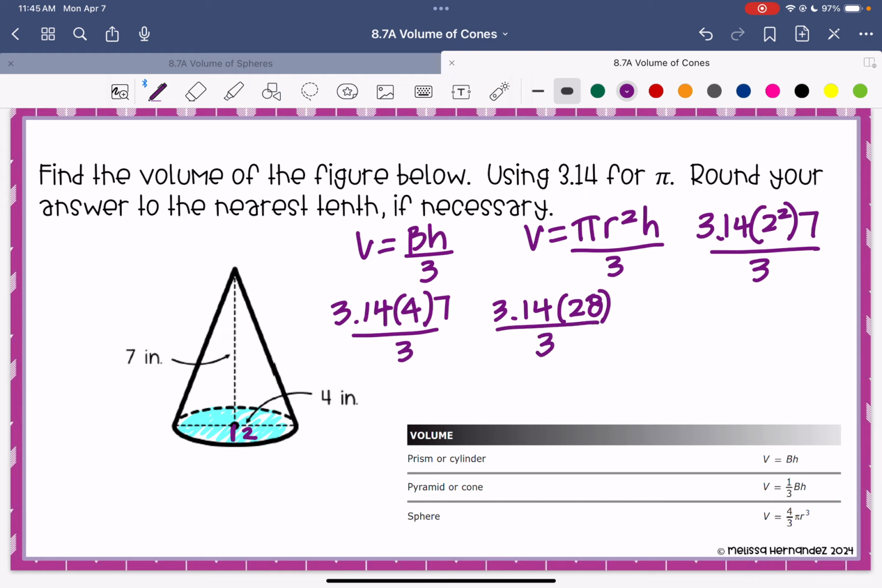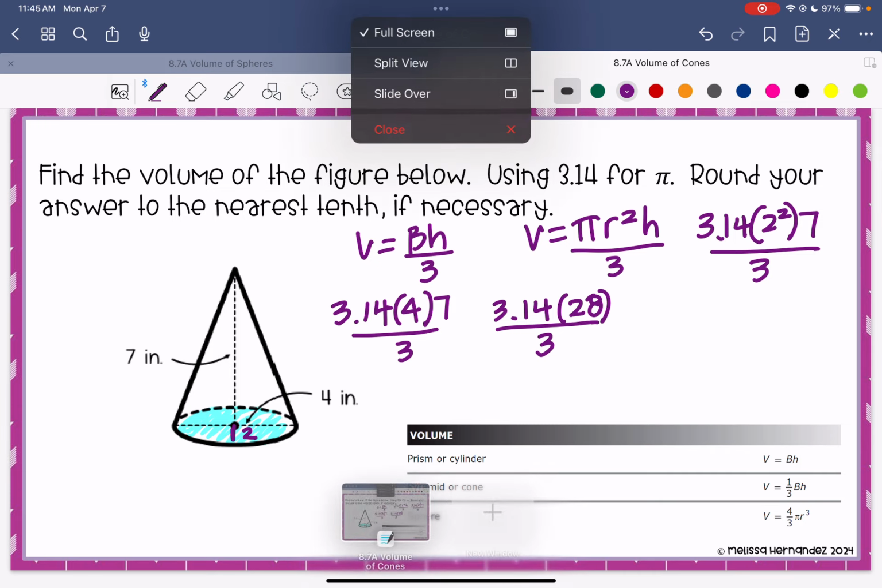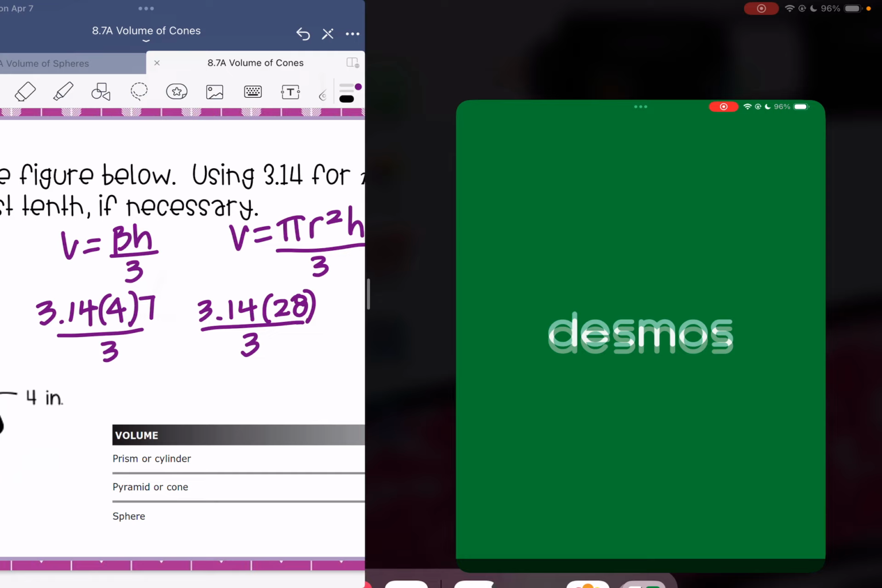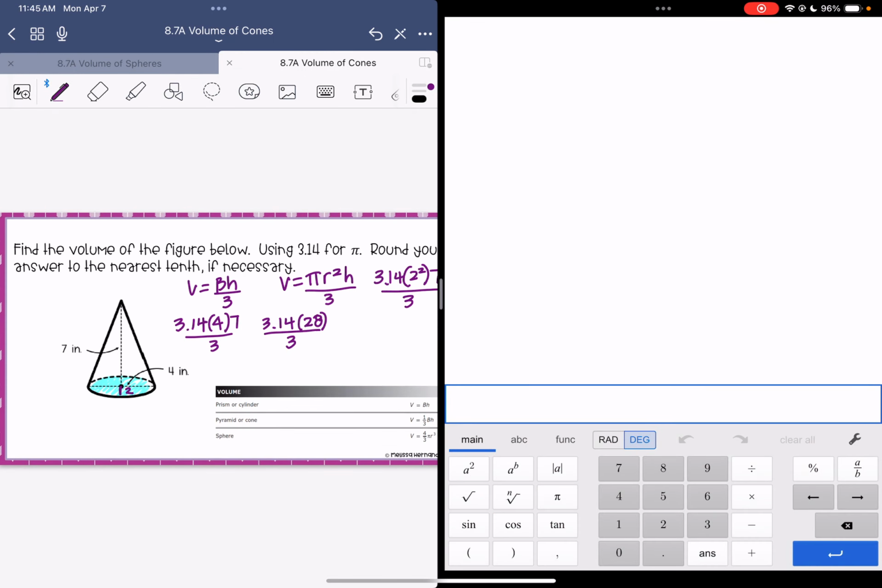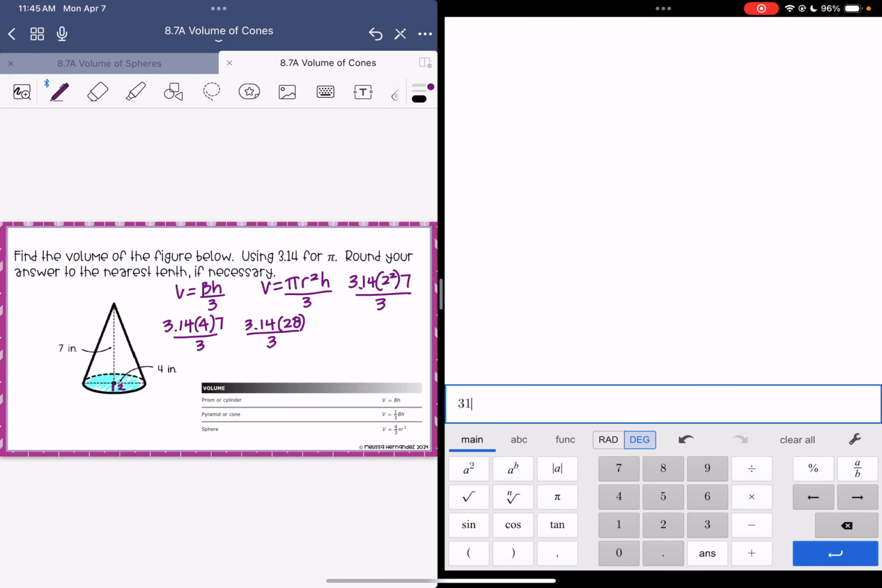I'm just trying to do all this until I want a calculator. At this point, I want a calculator. I'm going to split my screen, open up the Desmos app, and I'm going to go 3.14. Well, it looks like I messed up. 3.14 times 28 is 87.92. If you're taking the STAAR test, I can almost guarantee that answer choice is A or B.